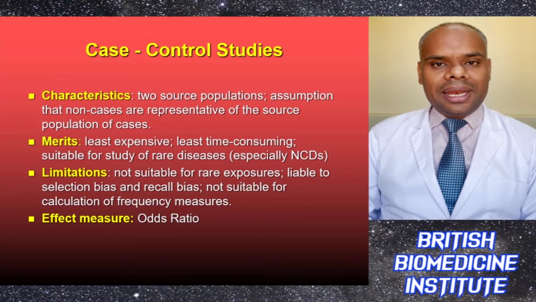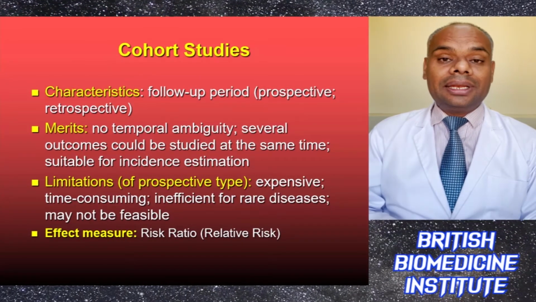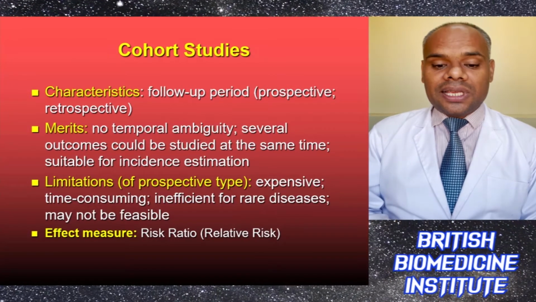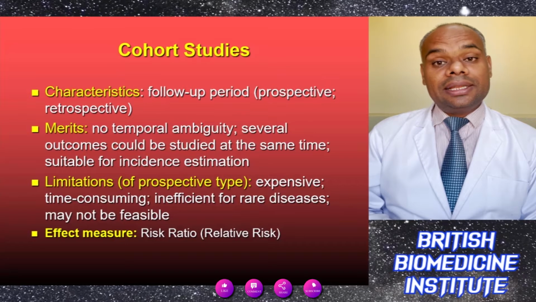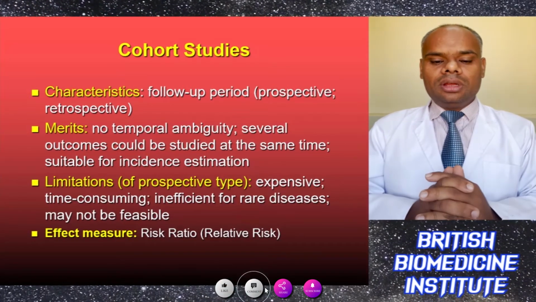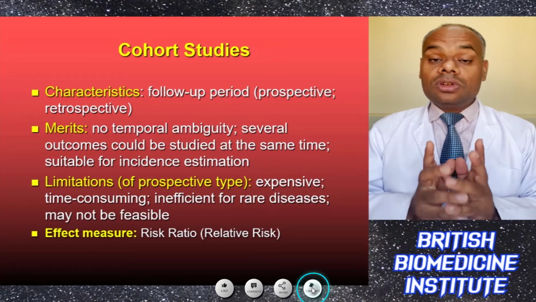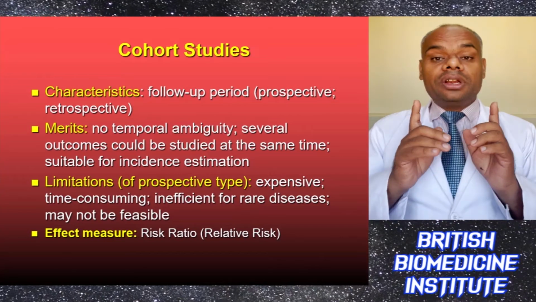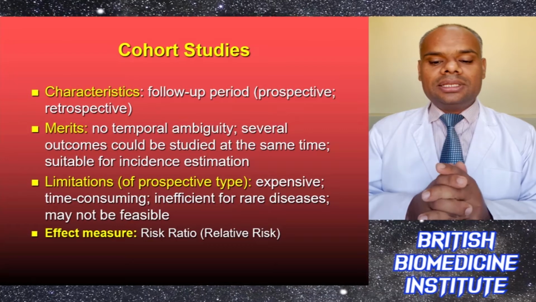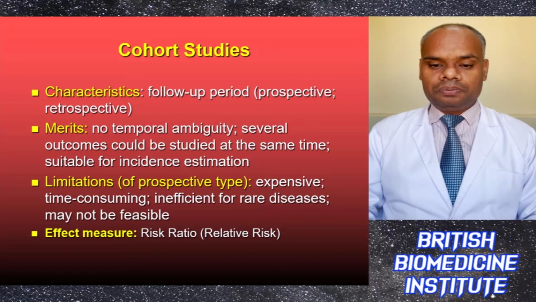Cohort study. The main characteristics are a follow-up period, and prospective or retrospective data can be collected. Merits are non-temporal ambiguity, several outcomes could be studied at the same time, and it is suitable for incidence estimation. The main limitations are that they are expensive, time consuming, inefficient for rare disease, and may not be feasible. And the effective measure is risk ratio, or we can say relative risk.